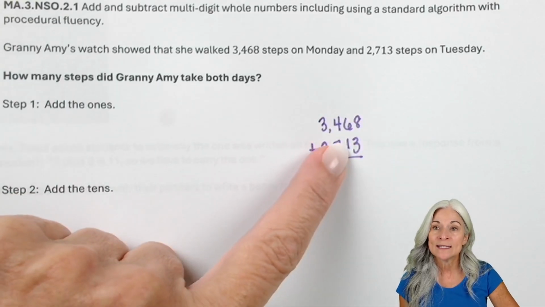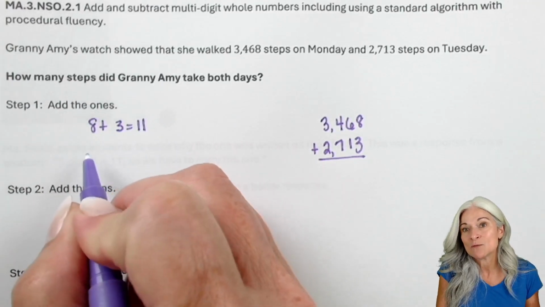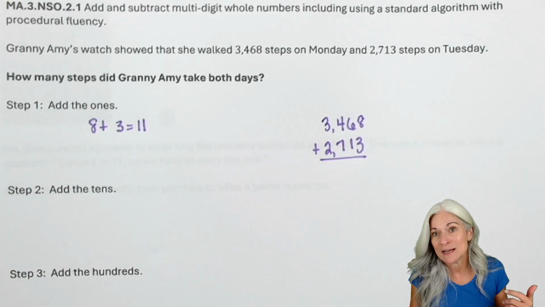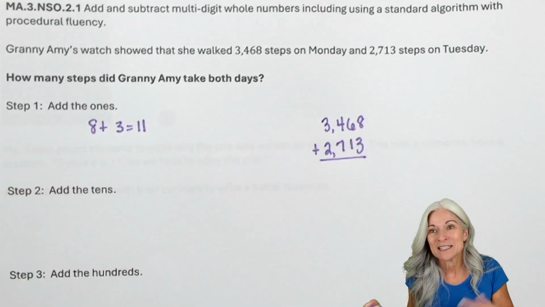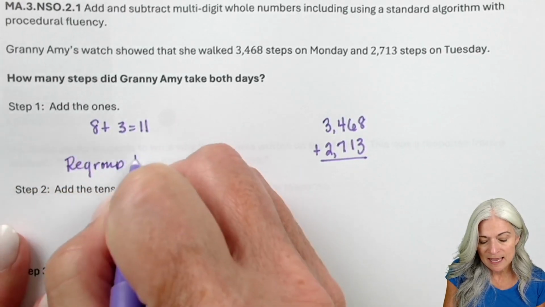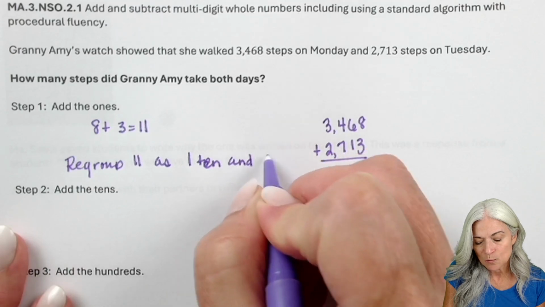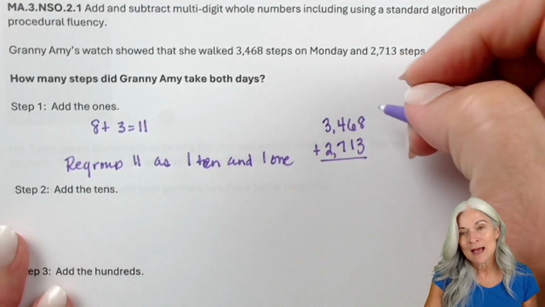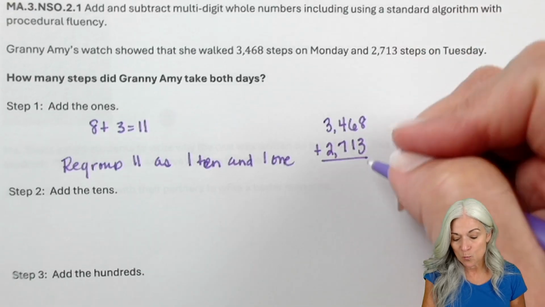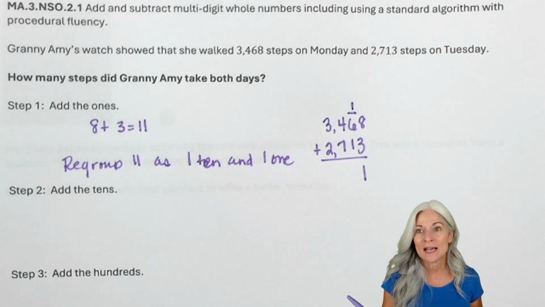So 8 ones and 3 ones gives us 11 ones, which now we need to regroup because we can't write an 11 here. That would be a question I would ask students. Well, can I write an 11 here? Well, then what do I do with the 6 and the 1? Well, we're going to regroup. So we regroup 11 ones as 1 ten and 1 one. As I'm teaching this, I say 8 plus 3 is 11, so that's 1 one and a 10 that I am going to regroup with my other 10s.